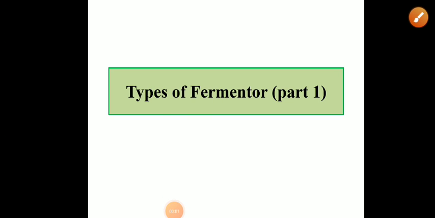Good afternoon, students. Today we are going to discuss a new topic, that is types of fermenter.